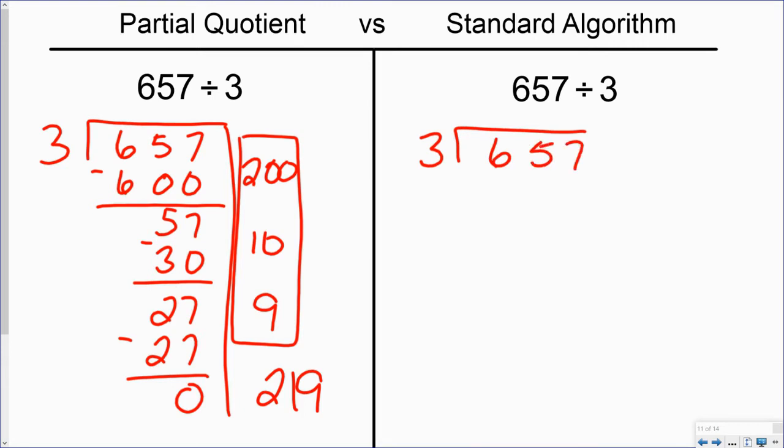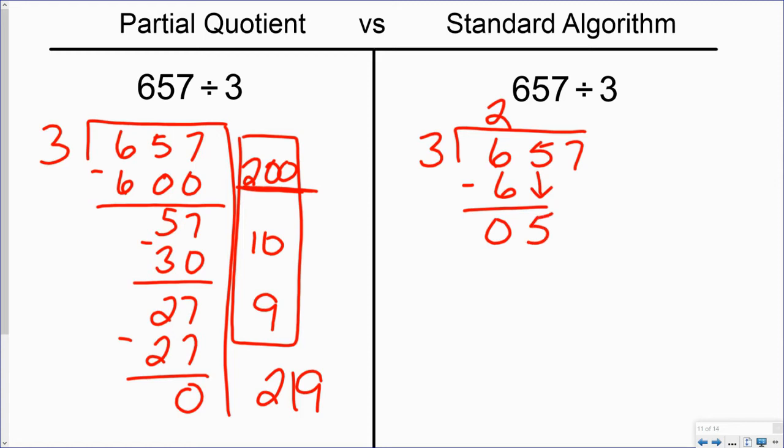But this time we're going to look at it a little bit differently. We're going to look at the numbers individually going left to right. So I want to ask myself, how many groups of 3 can I get out of 6? Well, I can take 2 of them. So I put my 2 above the 6, and that 2 represents the same thing as this 200. So 2 times 3 is 6, so I subtract my 6. That gives me 0. I bring my 5 down.